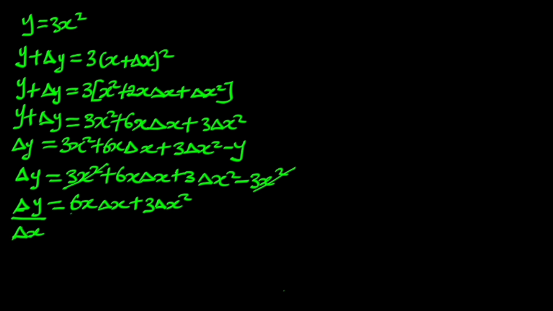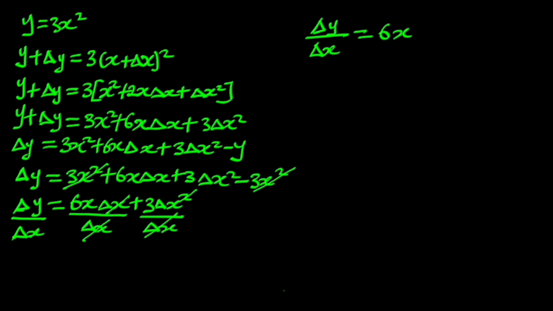Next we divide through by change in x. Dividing through by change in x, we have change in y over change in x equals, change in x cancels change in x, which will leave us with 6x, and change in x will cancel one change in x to leave 3 change in x. Next we take the limit as change in x tends to 0, which in simple terms means replace change in x with 0.